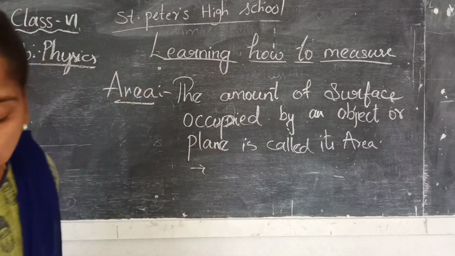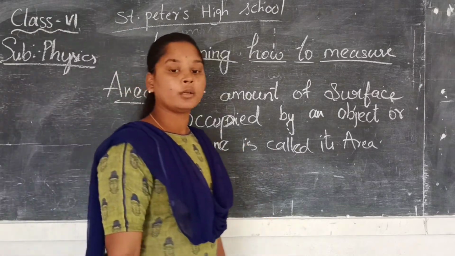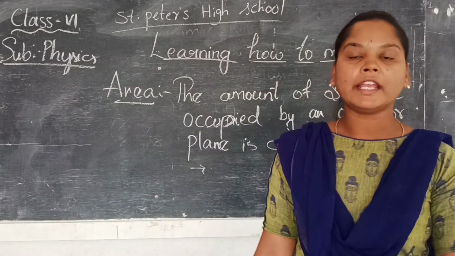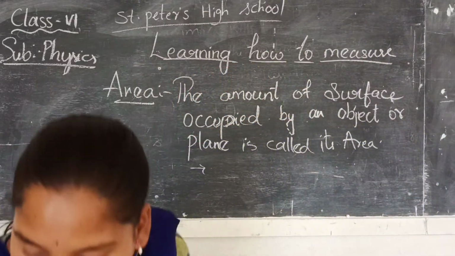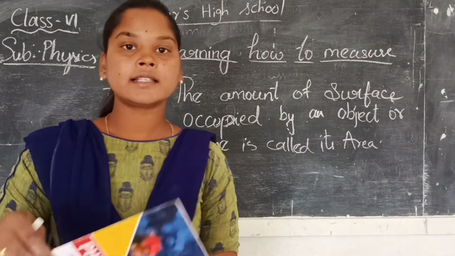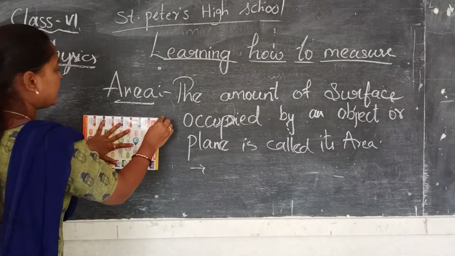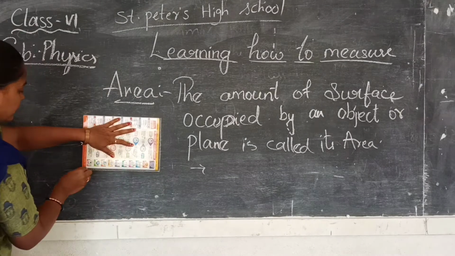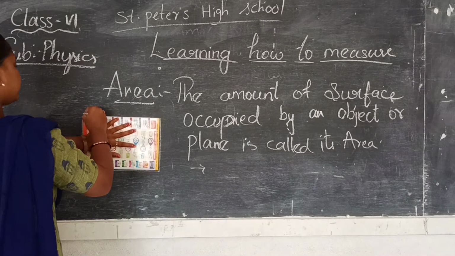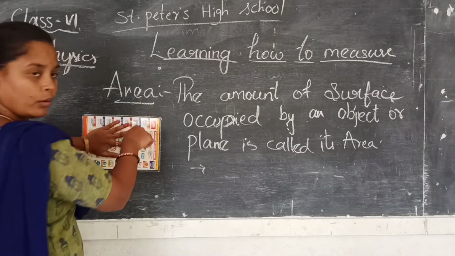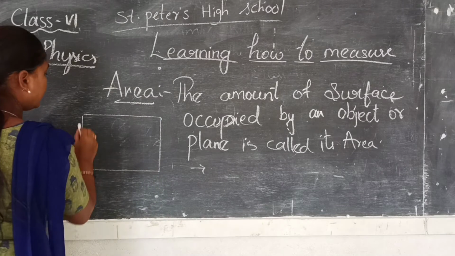Okay, so what is area? The amount of surface occupied by a plane or a body is called area. For example, you take any book. Okay, this is the book. If you keep it here, this is a book. It occupies some place or not? Some place is occupied by this plane. That means on a board it is occupying some place. This is called an area.